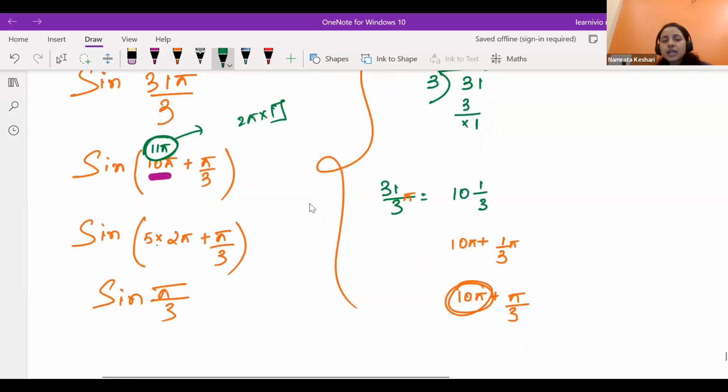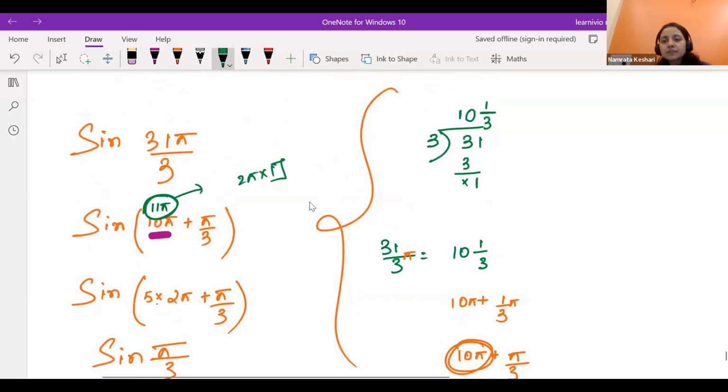What is the value for sin pi by 3? 3 by 2. Is it crystal clear to you both? Yes, ma'am. Have you copied it?